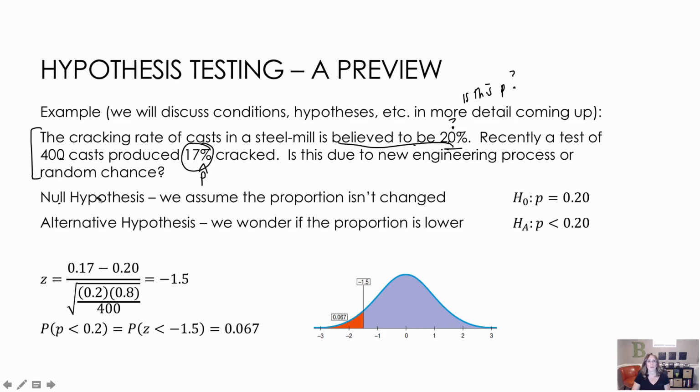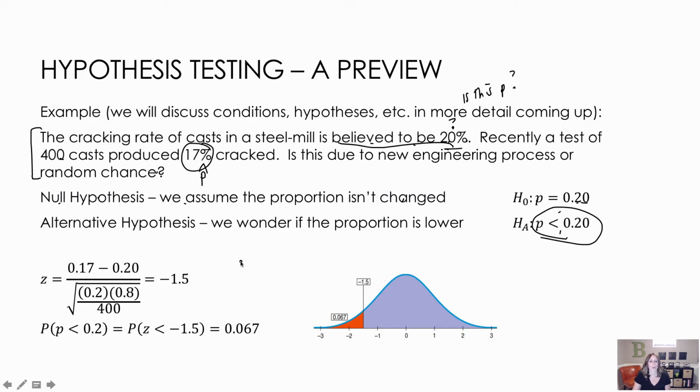So our null hypothesis, and we'll go into more detail on both of these in a little bit, is to assume that the proportion hasn't changed, that it's still 20%. So P equals 0.2. That's what I'm assuming, is that it's going to stay at 20%. But now they have this new engineering process, and they're asking, is the crack rate lower because we have a new engineering process? Did the change they made make a big difference? Does this 17% happen by chance, or did it happen because we changed some things? So my alternative hypothesis, I'm going to assume that it's still 20%, but let's test whether it's actually lower based on the wording in this question.